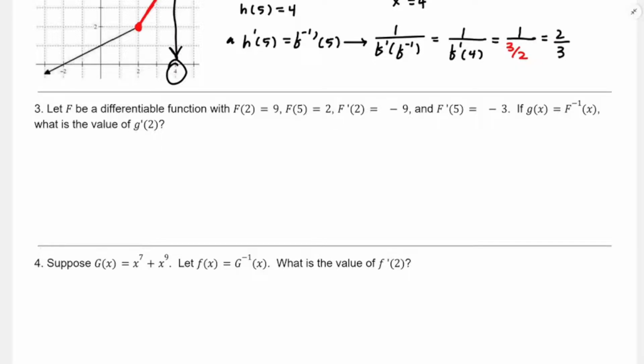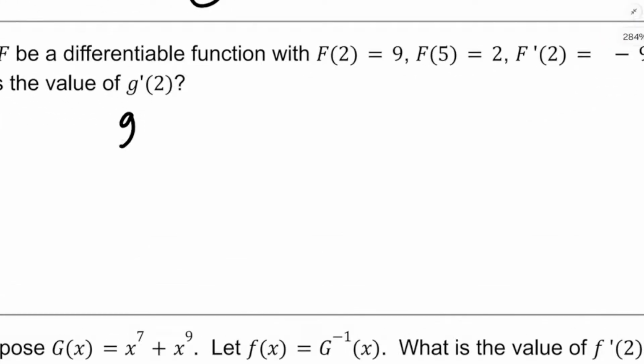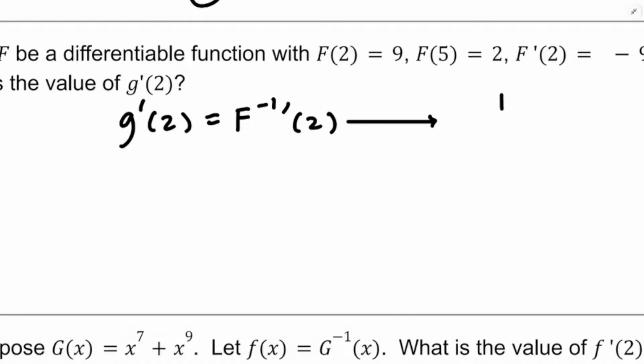All right, g is f inverse, what is g prime of 2? So that's going to be g prime of 2 is f inverse prime of 2, because g is f inverse. I've got a formula for this. f inverse prime is 1 over f prime of f inverse of 2.